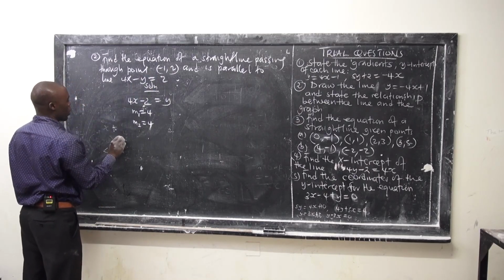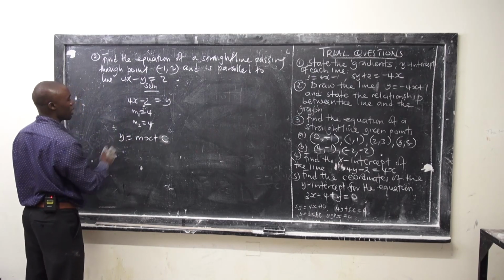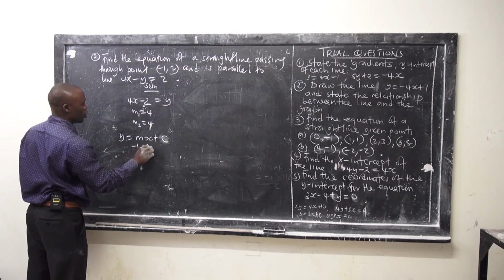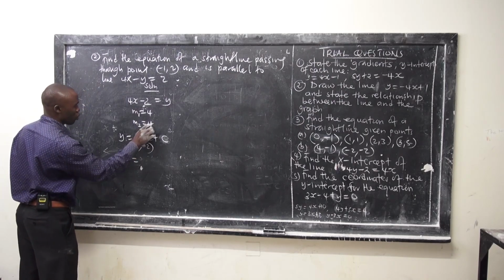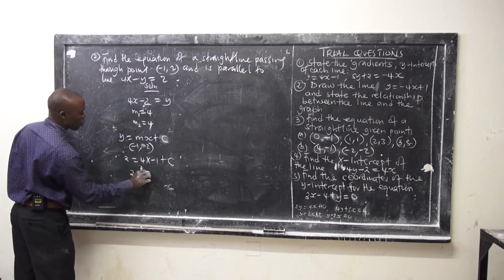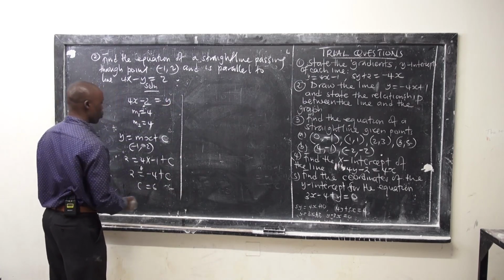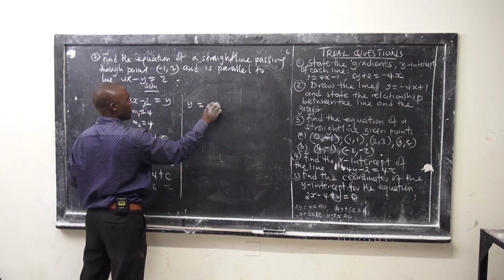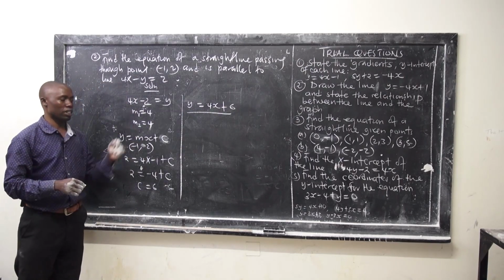Now we can use our equation y is equal to mx plus c to establish the y-intercept. So using this point (-1, 2), punching in here, y is 2 is equal to the gradient, 4, times negative 1, plus c. So 2 is equal to negative 4 plus c. So our c is 6. Then our equation would be y is equal to m, which is 4, that's 4x plus c, which is 6. So that's how we come up with the equation if the lines are parallel.